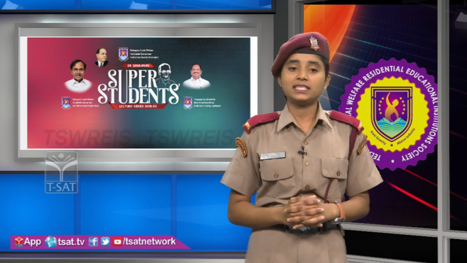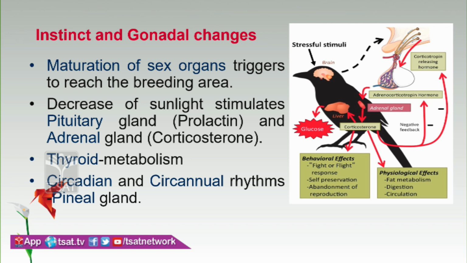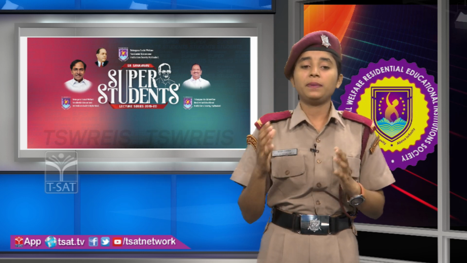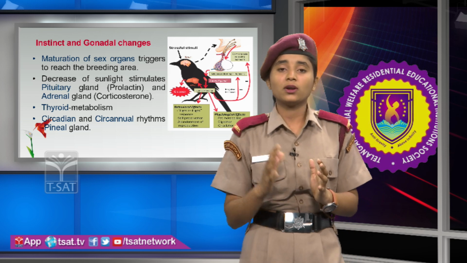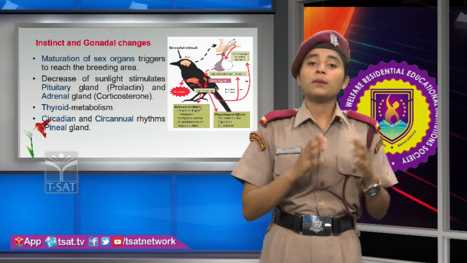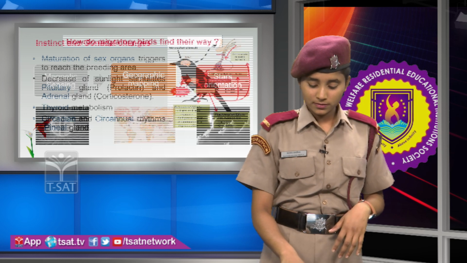Next, instinct and gonadal changes. As the maturation of sex organs occurs in the bird, it will make some physical changes in its body and trigger the bird to reach a particular area for its breeding process. So, different glands will perform different actions on the bird's body. For example, the thyroid gland will release thyroxin, which controls the metabolic rate of the birds. Like that, the pineal gland, which is called an internal clock of its body, will control the circadian and circannual rhythms. Like that, the pituitary gland will release prolactin, whereas the adrenal gland will release cortisol.